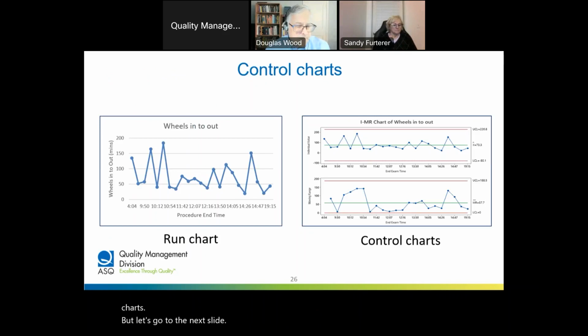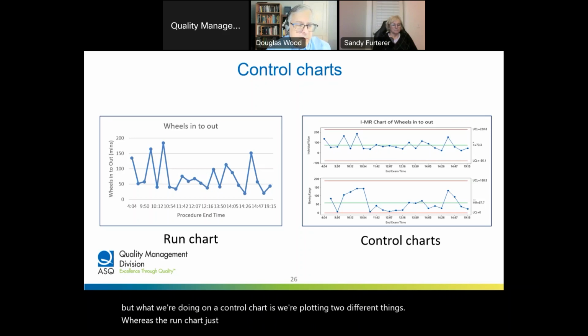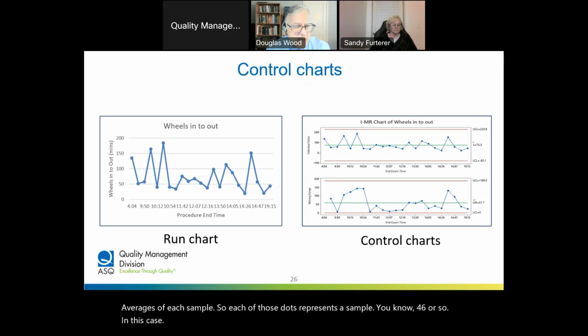So this is a control chart. You see the run chart is on the left. We saw that one a minute ago. A control chart is sort of like a run chart in that it shows its time is going across the bottom. But what we're doing on a control chart is we're plotting 2 different things. Whereas the run chart just counts the level, the value, the height. On a control chart, you take a sample and the top you plot the averages of each sample. So each of those dots represents a sample, 4, 6 or so.